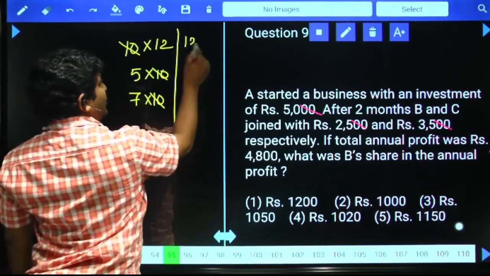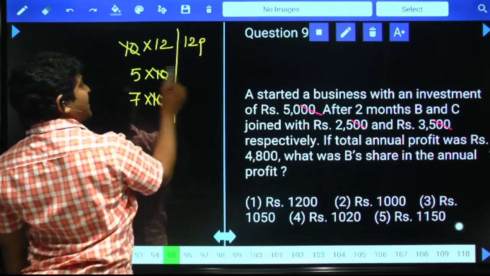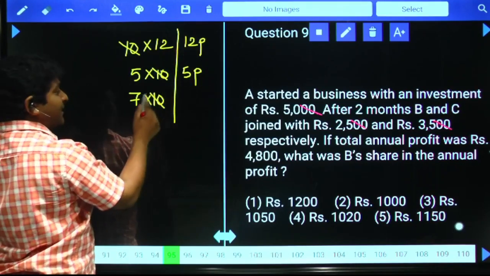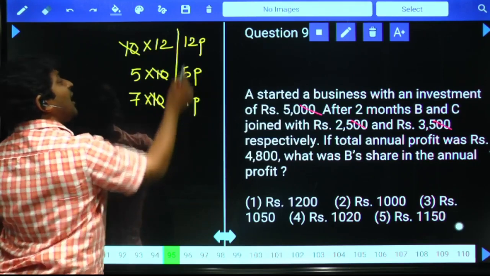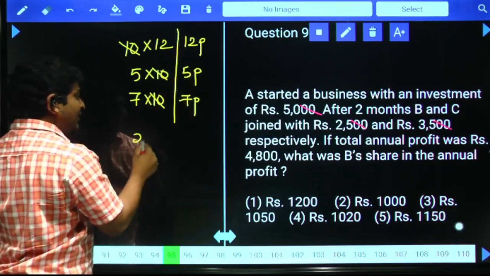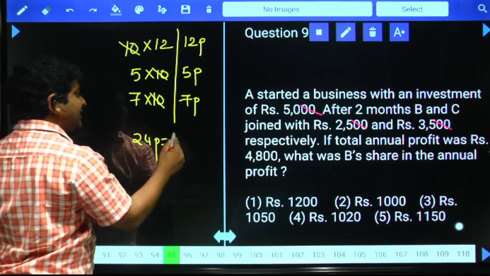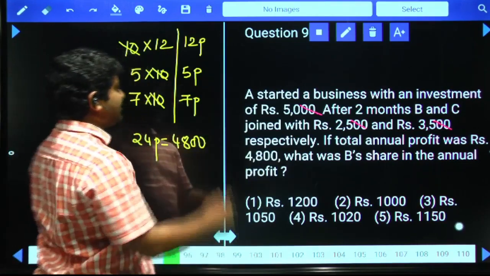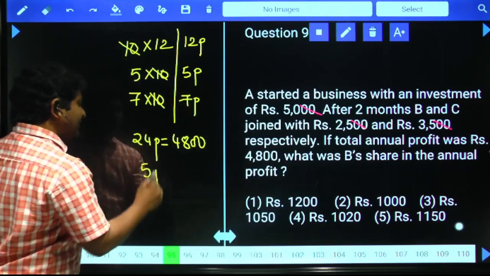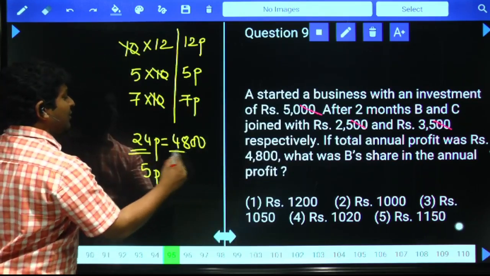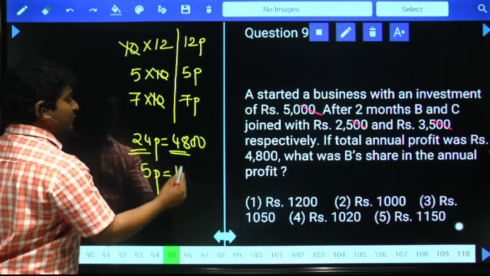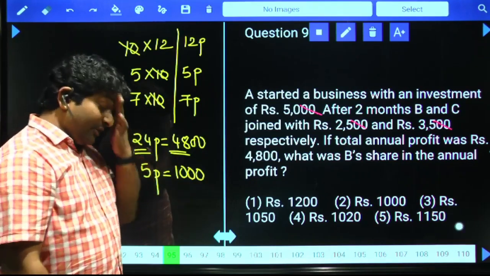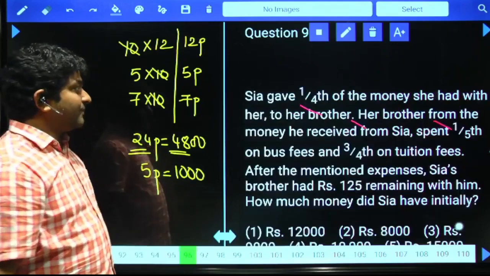Now, A's profit is 12 parts, B's profit 5 parts, C's profit 7 parts. Altogether the profit is 24 parts, which is equal to 4,800 given in the question. B's share is 5 parts, that is equal to how much? 24 with 2 zeros, 5 with 2 zeros. 1,000 is our second option, the final answer.